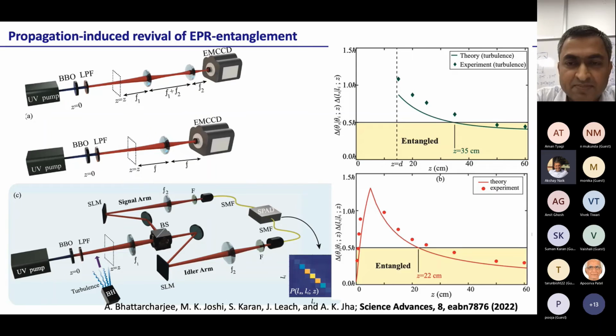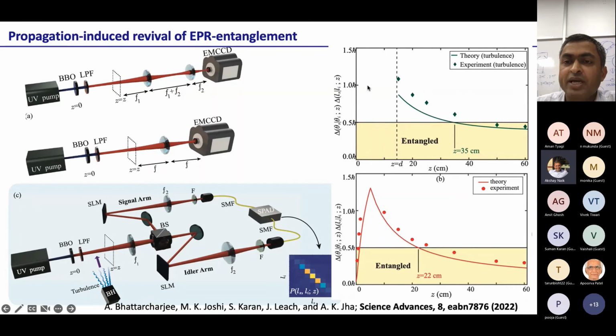So what determines this length scale after which it kind of revives? In principle, infinite. But again, it cannot be infinite. No, I'm saying in the first case, right? When there is no turbulence, you said it comes back after 22 centimeters, right? But in the other case, it's 35. So I'm just trying to understand what exactly determines this length scale.